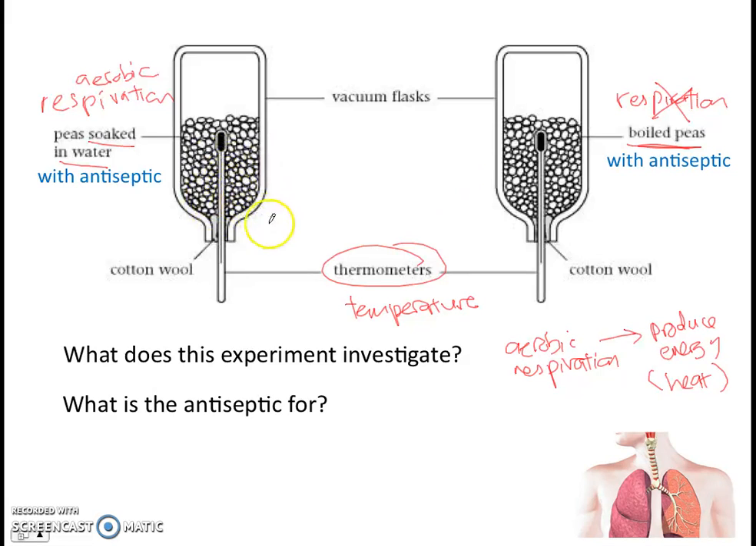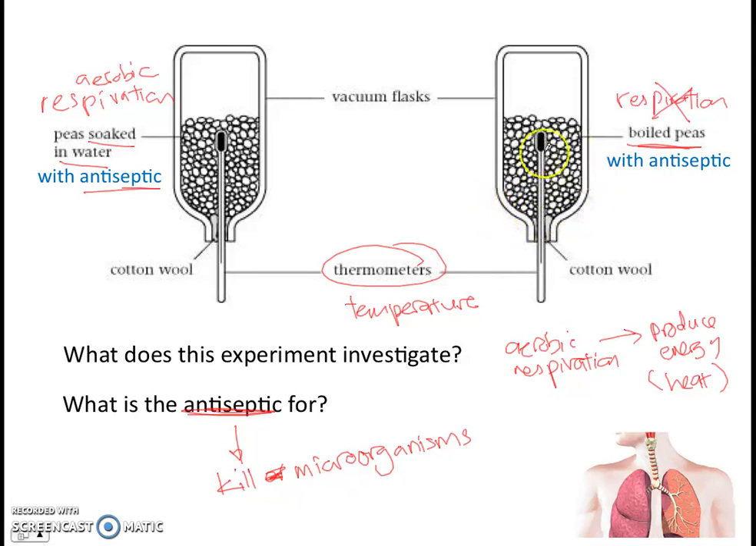is taking place here. Now, the last detail that you might have noticed is this antiseptic. So what is the antiseptic for? Well, we know antiseptic is used to kill things, right? Kill microorganisms. So why is it important in this case to kill microorganisms like bacteria and other things? And you'd be right to think that the reason for this antiseptic is to make sure that there's no other organisms which could be respiring aerobically.